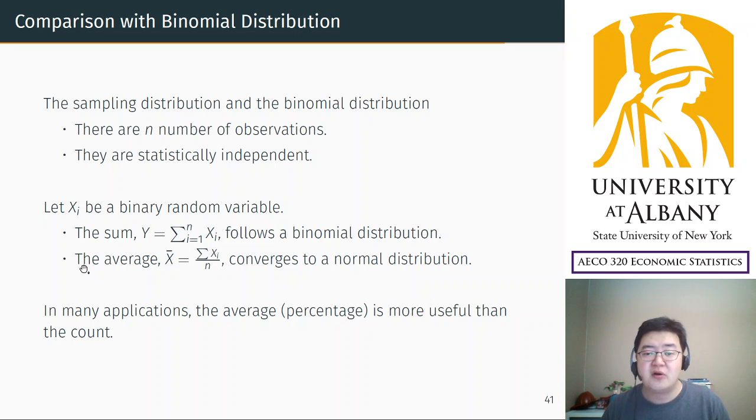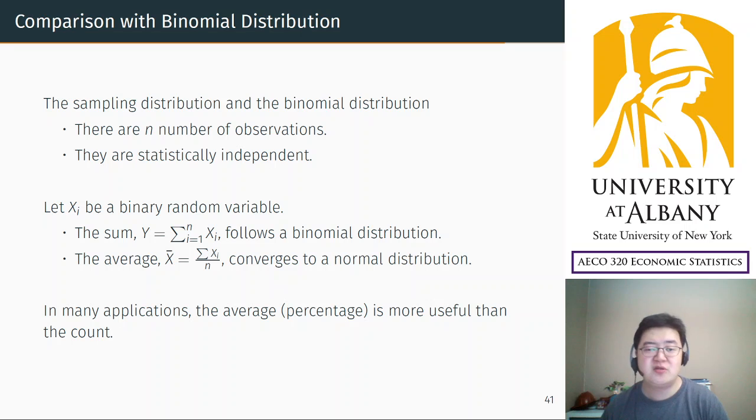But the normal distribution is an approximation because it just says it converges to a normal distribution. It means it's getting closer to the normal distribution, but there may still be some approximation error as long as the sample size is finite. If the sample size converges to infinity, then it is perfectly normal, but we cannot get to infinity, so there will be approximation error.